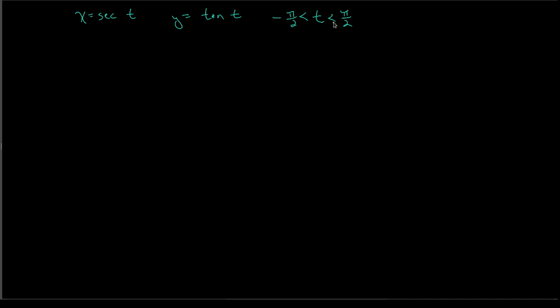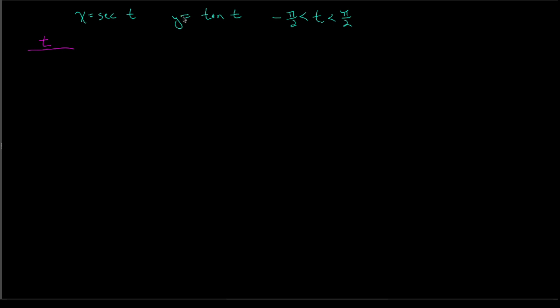Oddly enough, because they're undefined, as we get closer to pi over 2, y will go off to infinity. And as we get closer to negative pi over 2, or as we get closer to, let's see, 0, then this has asymptotic behavior. 0 for the t parameter. I think I said that backwards. And so we're definitely going to check it by making some values of t.